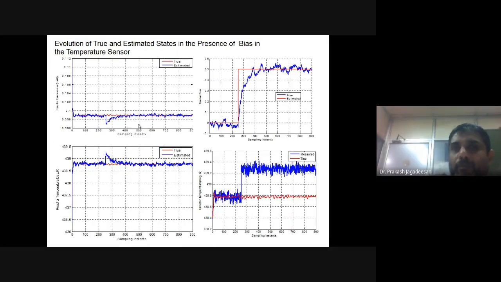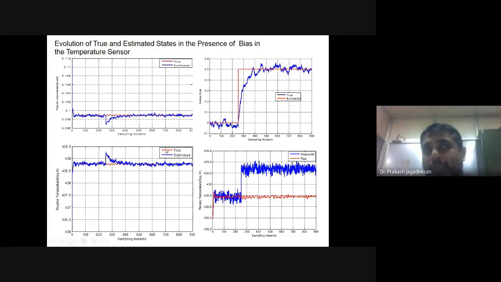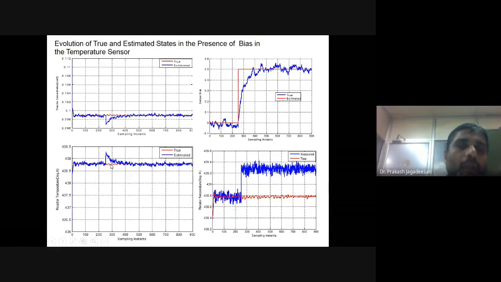Similarly, we assess the performance of the estimator in the presence of bias in the temperature sensor. As I had earlier mentioned, only the temperature measurement is available, but let's assume that the sensor is not properly calibrated. As a result, there is a bias. And we introduce that bias deliberately at the 258th sampling instant. As a result, you can see that there is a difference between the red one and the blue one. So we introduce a sensor bias.